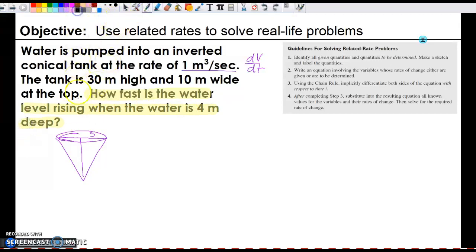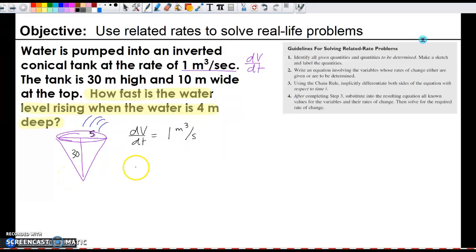Okay, so let's identify all the quantities we know. We know that dV with respect to time is going to be 1 meters cubed per second, so it's being pumped in. So it's going to be positive 1 meters cubed per second. So it's going to come in. This water is being pumped into this tank, coming in the top like this. Okay, we know that the height of this is 30 meters. We know that the radius is 5 meters wide.